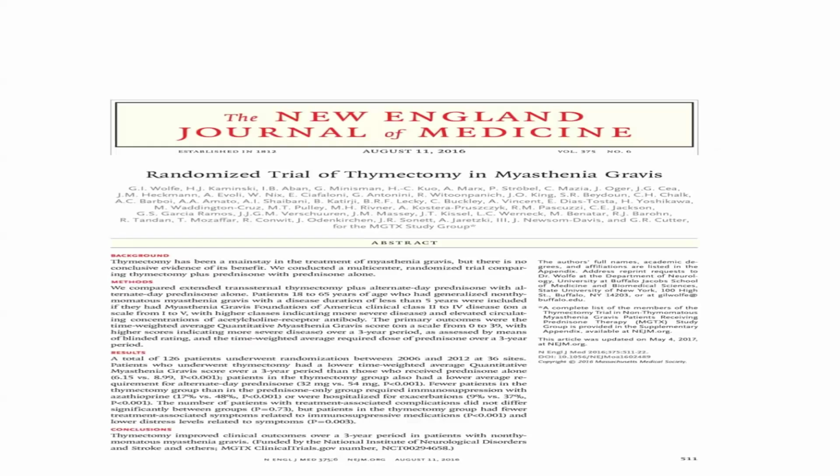This is the paper published in the New England Journal of Medicine. It was a randomized trial of thymectomy in myasthenia gravis. The conclusion was that thymectomy improved the clinical outcome over a 3 year period in patients with non-thymomatous myasthenia gravis. Thank you.